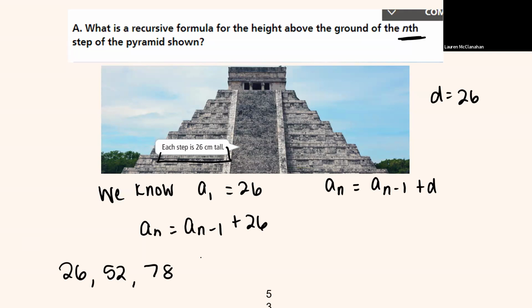If this told you it wanted to know what the 48th step was going to be, we don't have time to add 26 48 times, especially on your EOC. It's a timed test. You don't have time to keep adding 26, adding 26. This is when the recursive formula comes in handy, because I would write A48, which is the term I'm looking for. Then you write A48 equals A48 minus 1 plus 26. Okay.